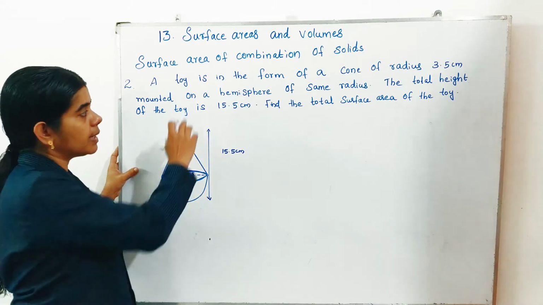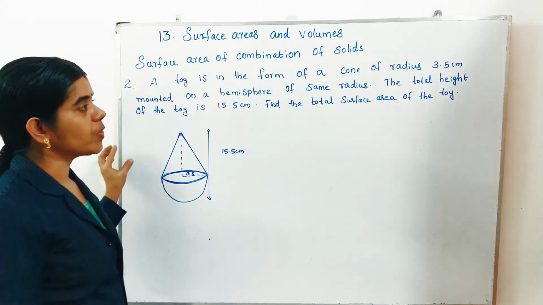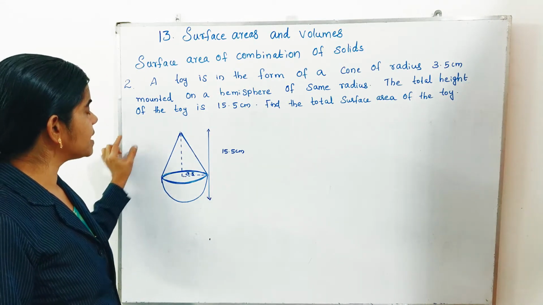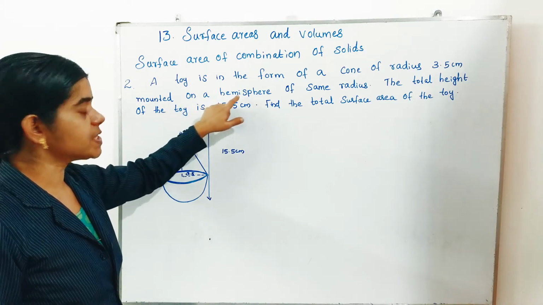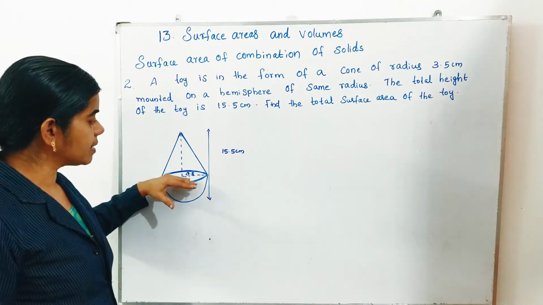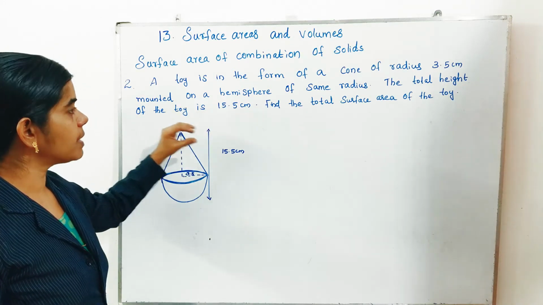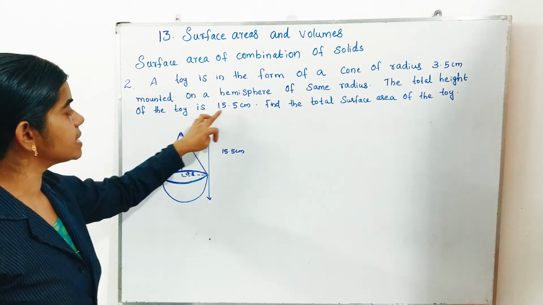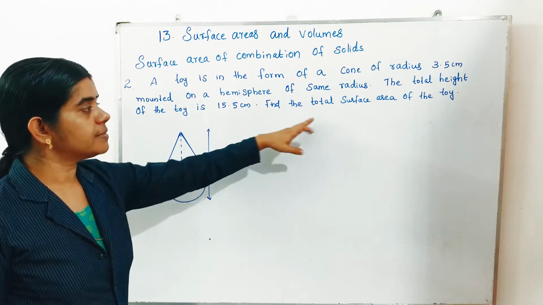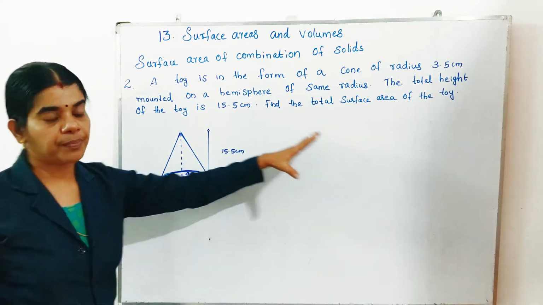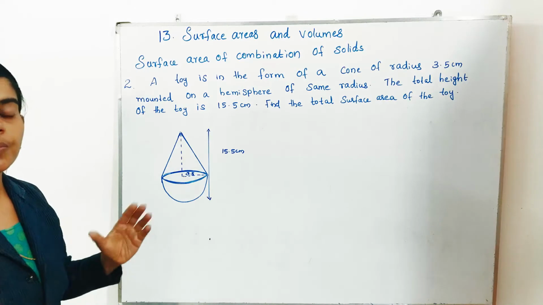Next question. A toy is in the form of a cone of radius 3.5 cm mounted on a hemisphere. So the hemisphere is there, and on the top of that a cone of the same radius is there. The total height of the toy is 15.5 centimeter. Find the total surface area of the toy. This toy's total surface area you want to find out.